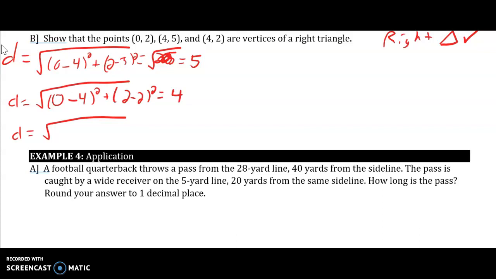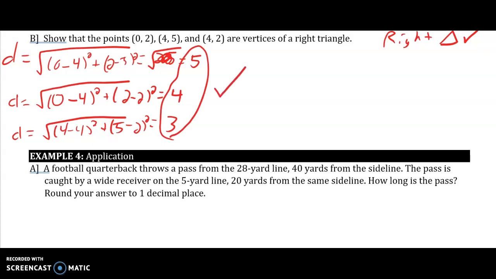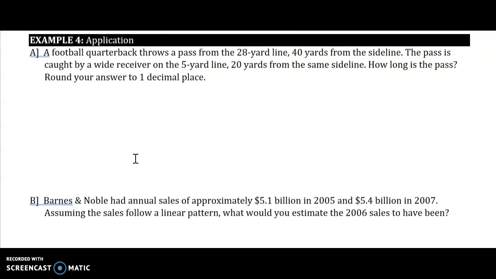And then down here, you're going to take 4 minus 4 squared plus 5 minus 2 squared. You get the square root of 9 inside there, and that's going to be 3. Well, if you know anything, 3, 4, 5 makes a right triangle. So it is a right triangle. Okay? Questions? All right, let's move on.